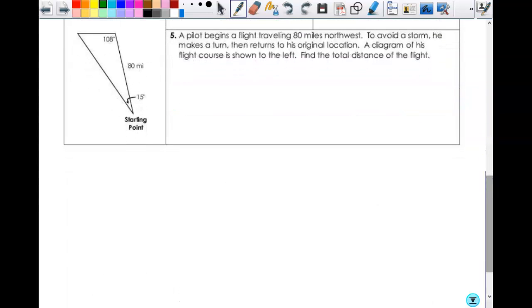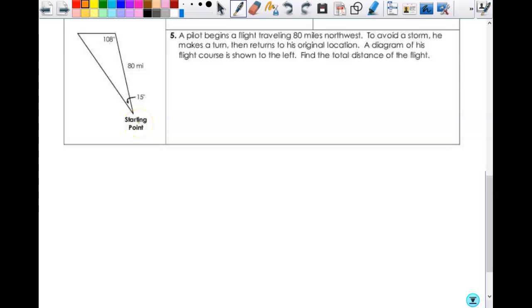Says a pilot begins a flight traveling 80 miles northwest to avoid a storm. He makes a turn, then returns to the original location. A diagram of his flight course is shown to the left. Find the total distance of the flight. Okay, so he starts here. He flies 80 miles, he turns, he comes back.